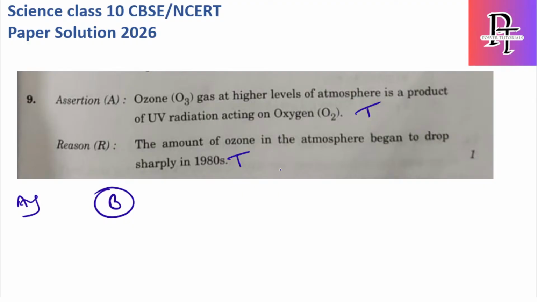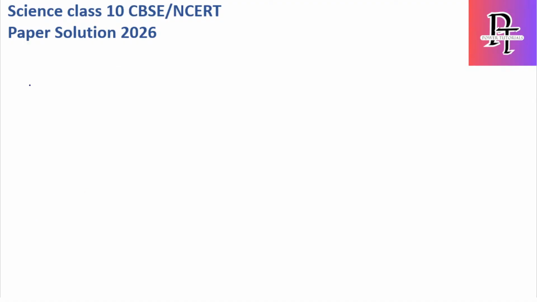If something was mentioned in the session, like due to chlorofluorocarbon emissions the ozone gets depleted, and in the reason they explain what chlorofluorocarbons are doing, then both A and R would be true and R the correct explanation. But here they are just stating two scenarios: ozone at higher levels of the atmosphere is a product of UV radiation acting on oxygen, which is true, and the amount of ozone in the atmosphere began to drop, which is also true but not the correct explanation. So finally, I'll write the answer key for all the biology MCQs here.